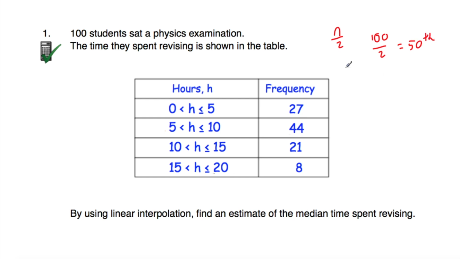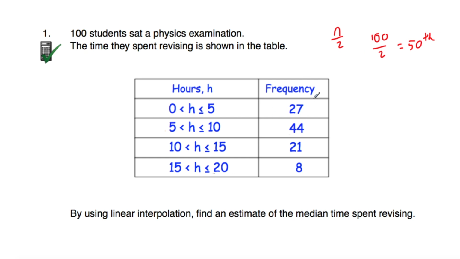Now, some teachers and websites may use n plus 1 over 2, but I tend to use n over 2. Whenever you look at the mark schemes for these questions, quite often the n over 2 is the first answer written down by the exam board, but they'll also say accept n plus 1 over 2. So we're looking for the 50th value. To find our estimate for the median, we're going to find the 50th value.